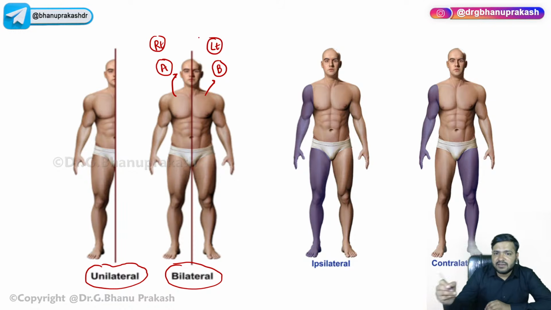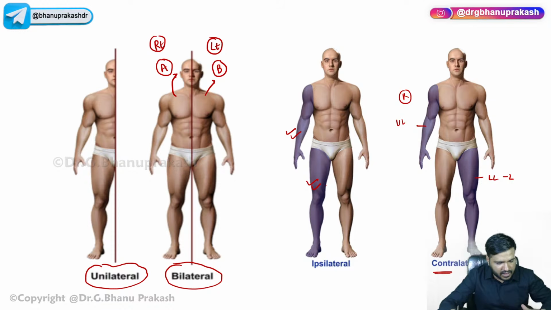Ipsilateral basically means we are referring to the same side of the body, right? And contra means opposite. We are referring to, for example, the upper limb of the right side and the lower limb of the left side, or it can be vice versa as well.